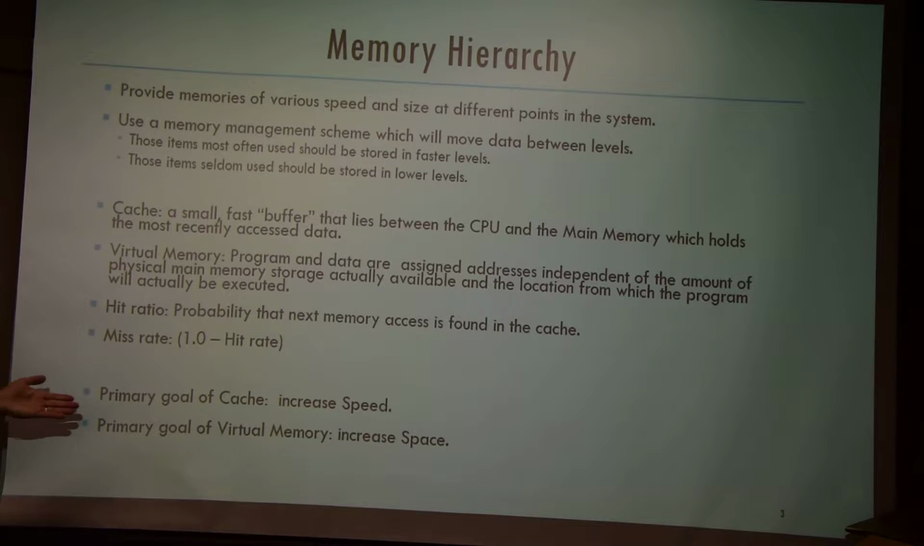So the primary goal of the cache is to increase speed. The primary goal of virtual memory is to increase space.